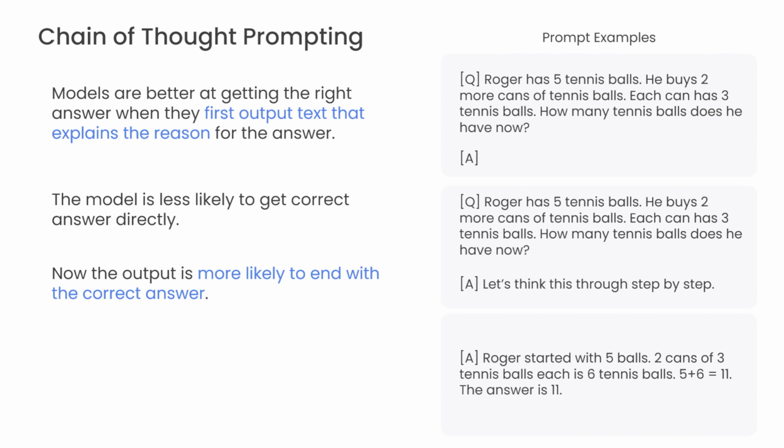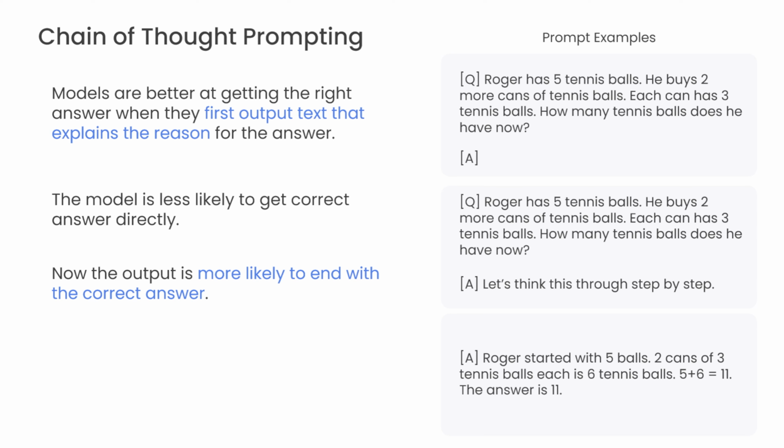Chain of thought reasoning is the observation that models are better at getting the right answer when they first output text that explains the reason for the answer. Let's look at the question. Roger has 5 tennis balls. He buys 2 more cans of tennis balls. Each can has 3 tennis balls. How many tennis balls does he have now?